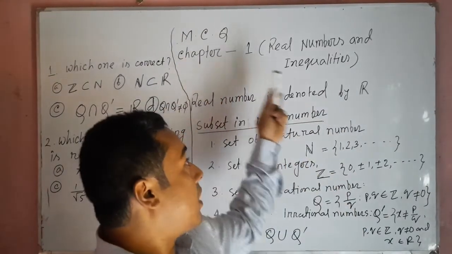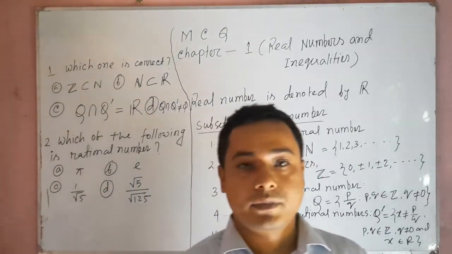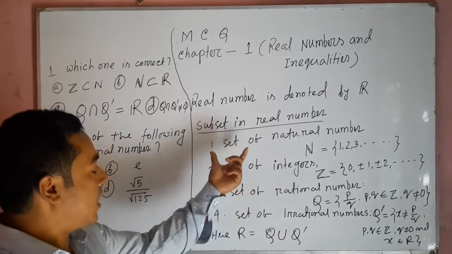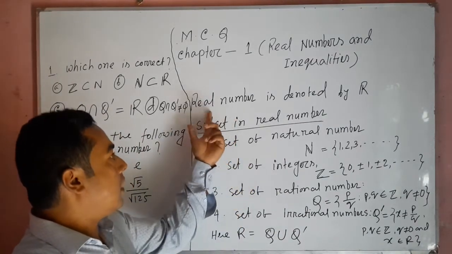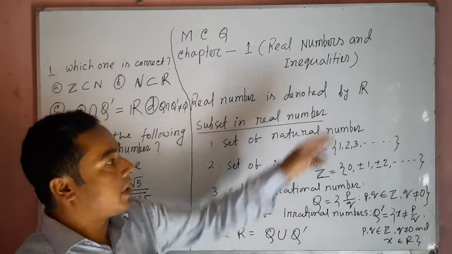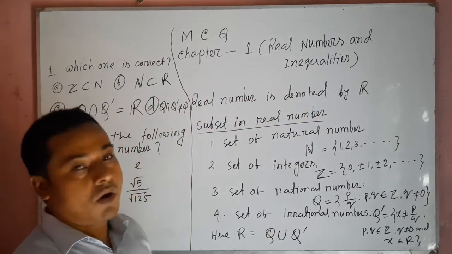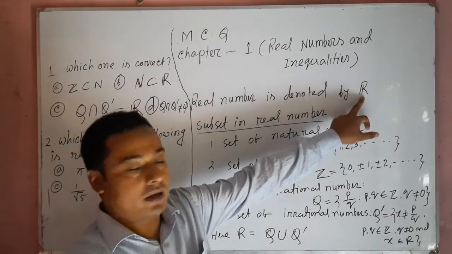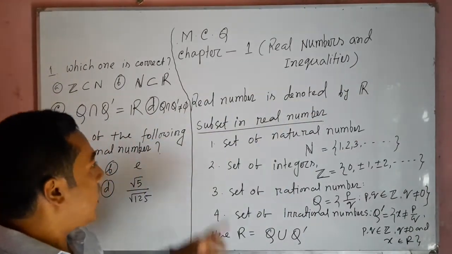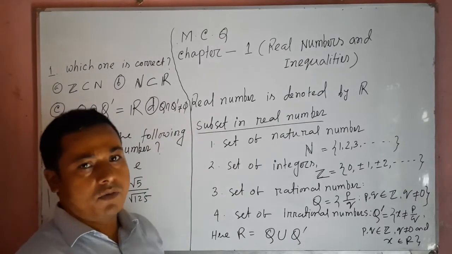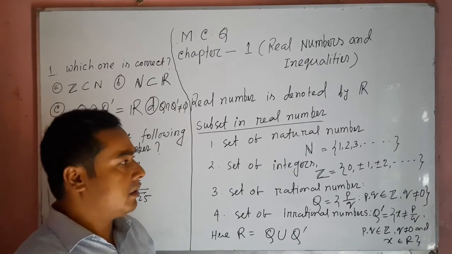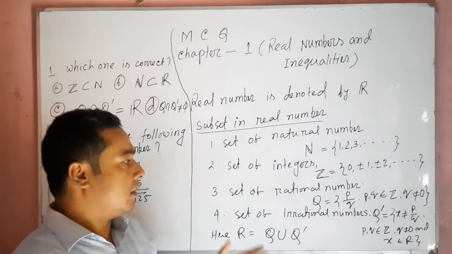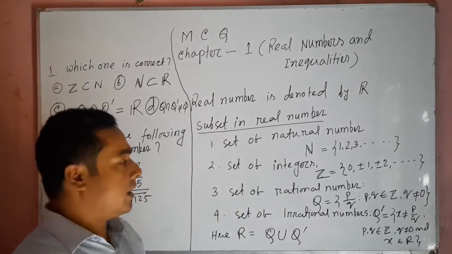Today I want to discuss your Higher Mathematics Chapter 1, Real Numbers and Inequality. At first, for the real numbers, we have to know that a real number is denoted by R. All countable numbers are called real numbers. This is denoted by R. Okay. And subsets in real numbers: how many subsets are there in real numbers, and which number systems are known as real numbers.